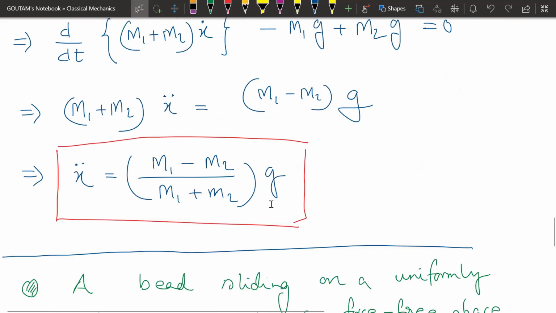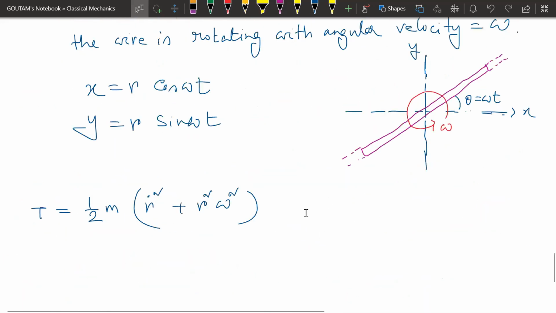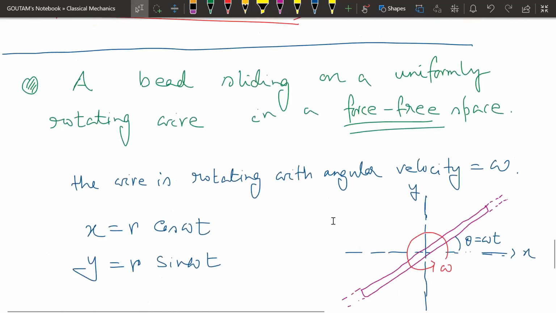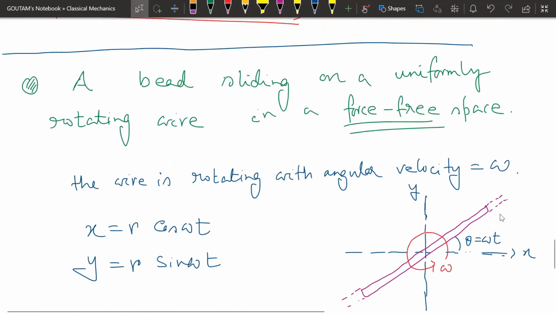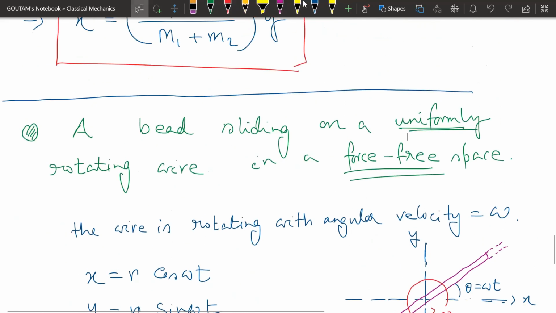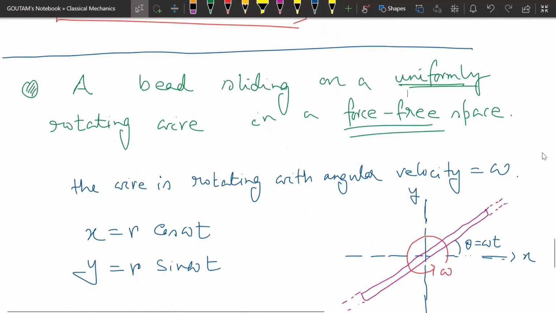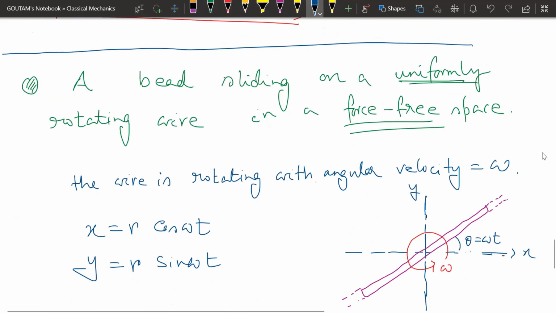This is the thing we write here. And omega is constant. Why are we treating omega as constant? Because it's rotating uniformly. Uniformly means the angular velocity is constant. So with constant angular velocity.